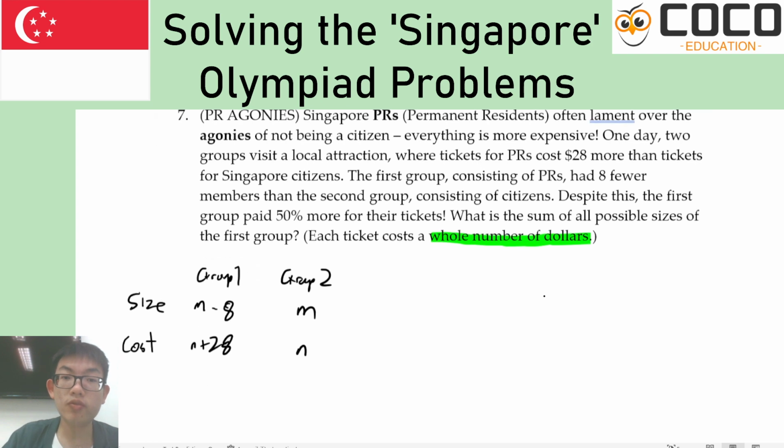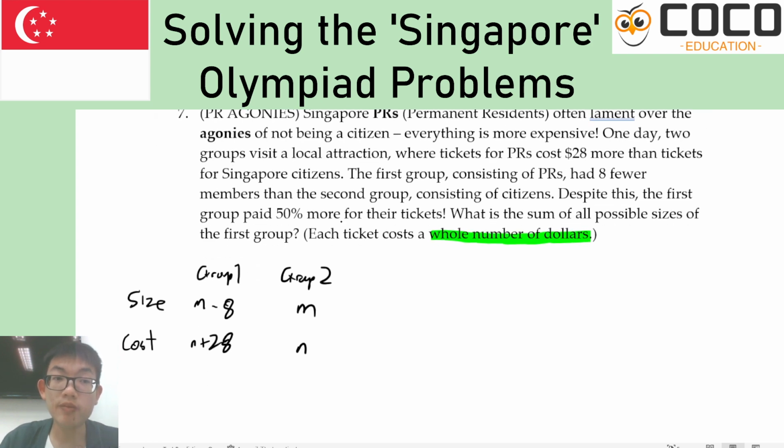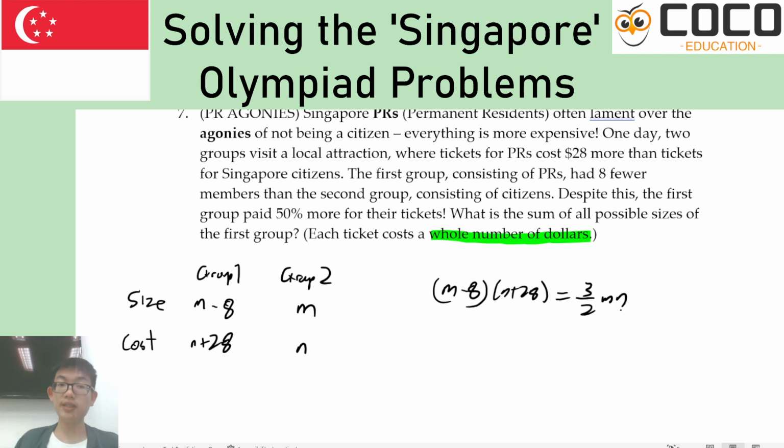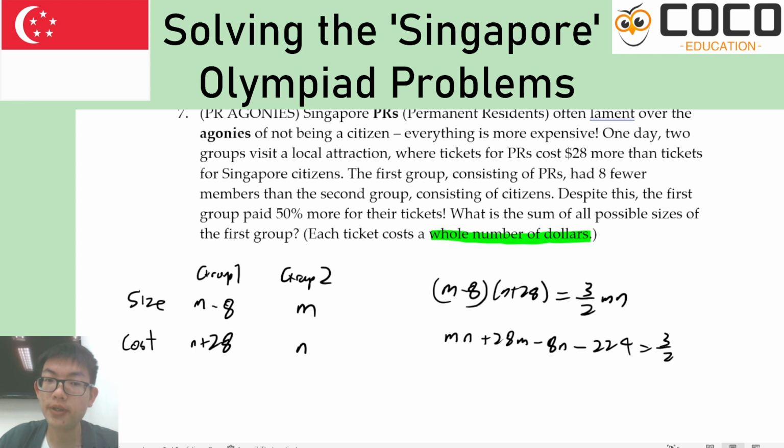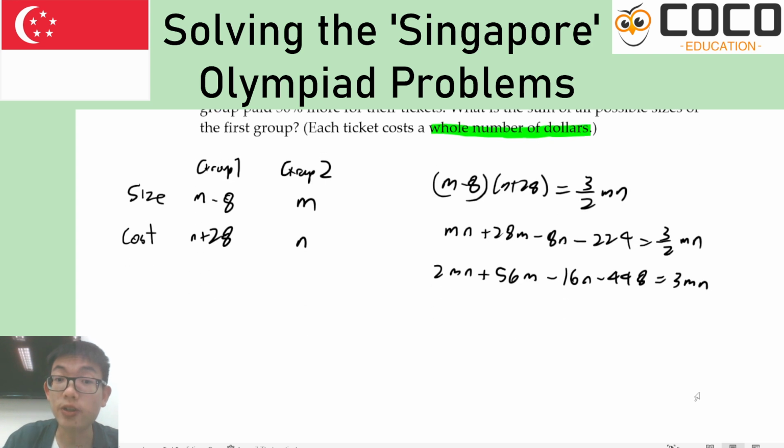And the first group paid 50% more for their ticket. So it means that (M minus 8)(N plus 28) is equal to 3 over 2 times MN. And this is just a Diophantine equation. Let's expand this a little bit. Eight times 28 is 224. And then I will multiply by 2 first. Don't like fractions in my Diophantine equations. And then shift everything over.